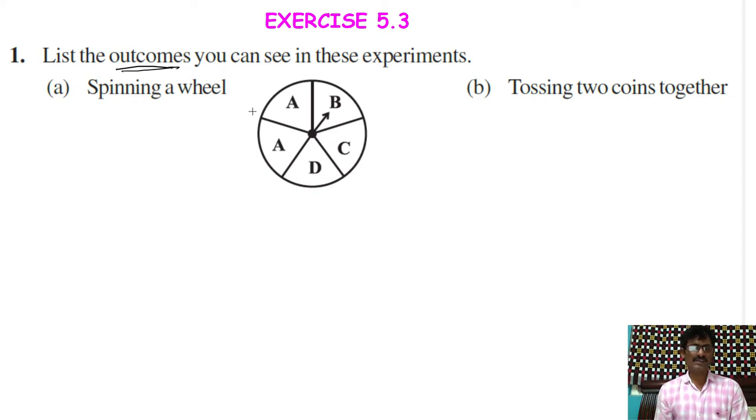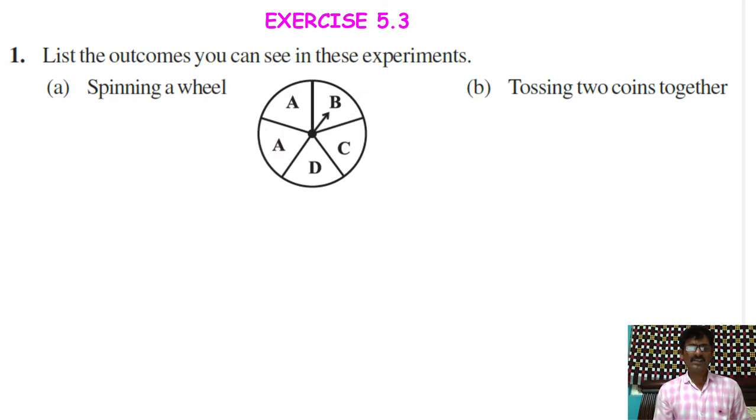Here we have spinning a wheel. So spinning a wheel means here we have A, B, C, D, again A, 5 portions on a spinning wheel. Now if you spin this wheel, this pointer will stop on any portion. So maybe on A, maybe on B, or maybe on C, or maybe on D, maybe on A again. But it will stop only on one portion. When the pointer is stopped on A, then that is called one outcome. When the pointer is stopped on B, then that is also called an outcome.